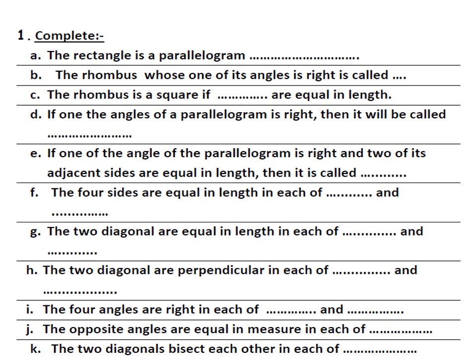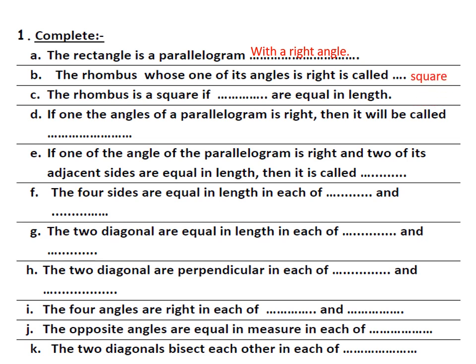And now let's have some exercises. Complete. Letter A, the rectangle is a parallelogram, but it has a right angle. Yes. Number B, the rhombus whose one of its angles is right is called a square. If you have a rhombus and one of its angles is right, then the rhombus will be a square.